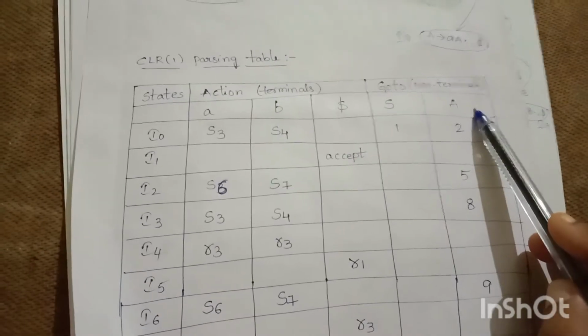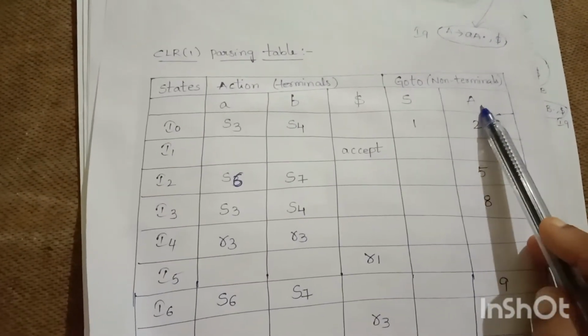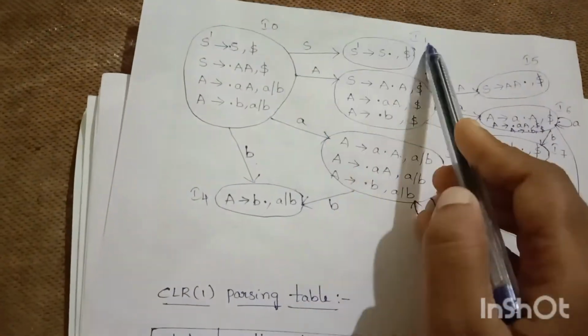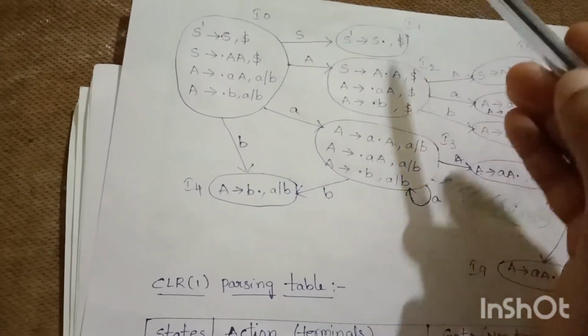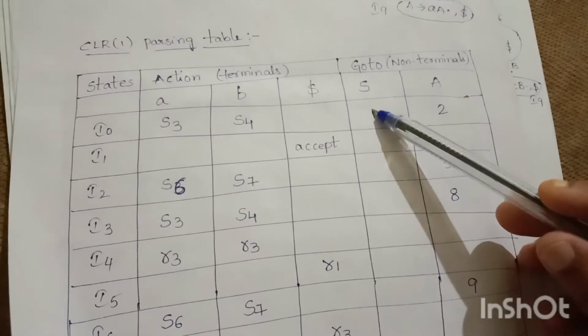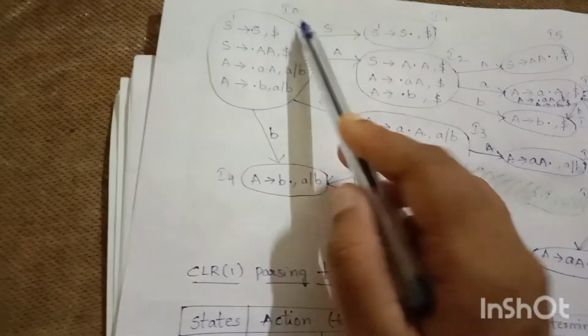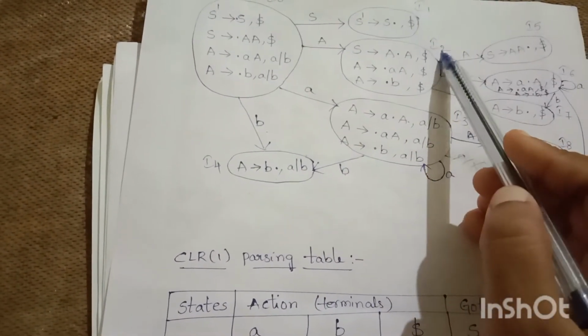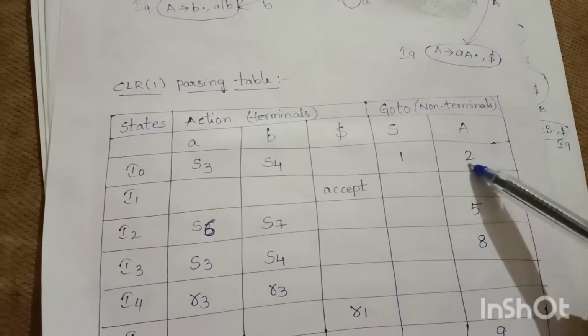Now let's see the non-terminals. In the non-terminals, you need to write only the number. So I0 on capital S, it is moving to state I1. So just only this number we need to write here. So I0 on capital S, 1. I0 on capital A, it is moving to state I2. So you need to write the number 2. So I0 on capital A, 2.